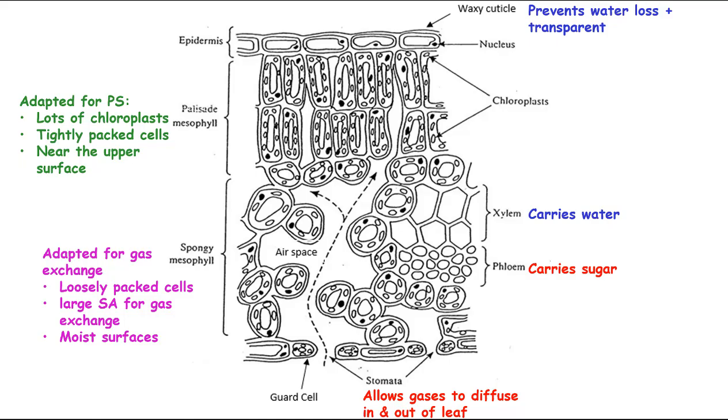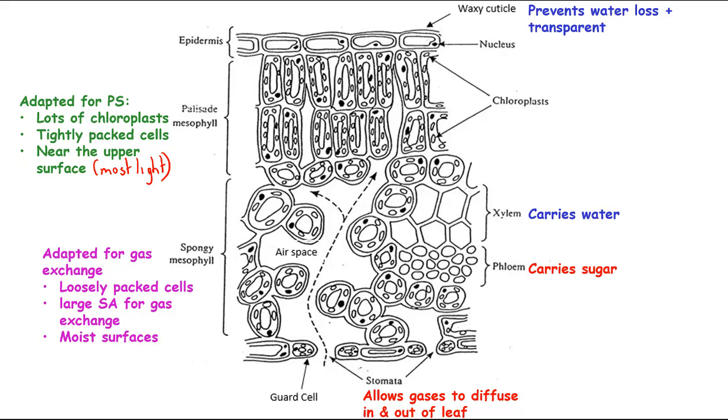So, very briefly, the palisade mesophyll is adapted for photosynthesis. And it's adapted for photosynthesis because it has lots of chloroplasts. The cells are very tightly packed and squashed together. And they're found near the upper surface of the leaf, where they can get the most light.